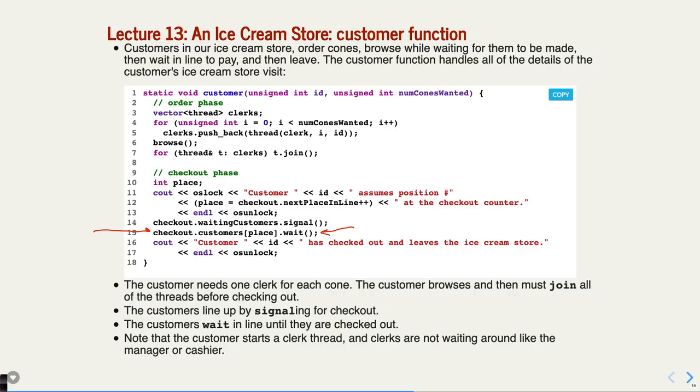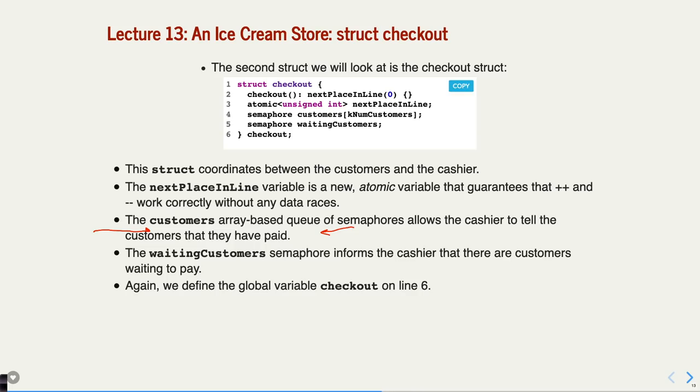Yes, go ahead. So just to make clear, it just looks a little weird, but so the whole checkout.customers place, that's because you literally have an array of semaphores, one for each customer, or is it one semaphore that's keeping track of all of them? No, let's take a look. There is a customers array, which is a semaphore per customer. Right, so each customer gets their own semaphore, which they're waiting on.